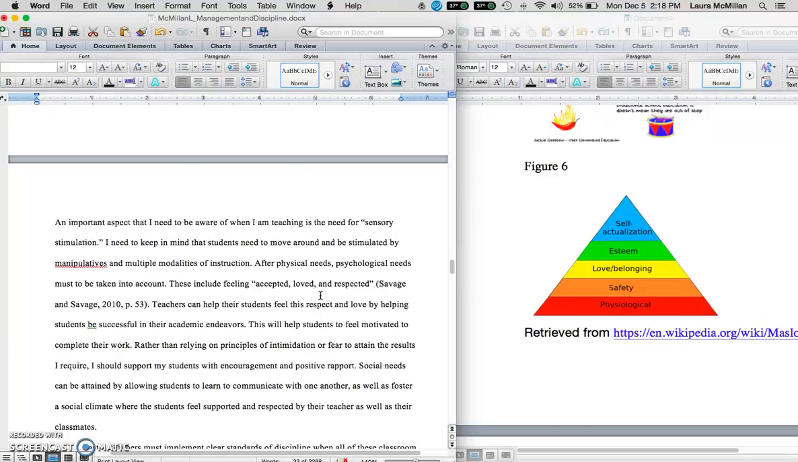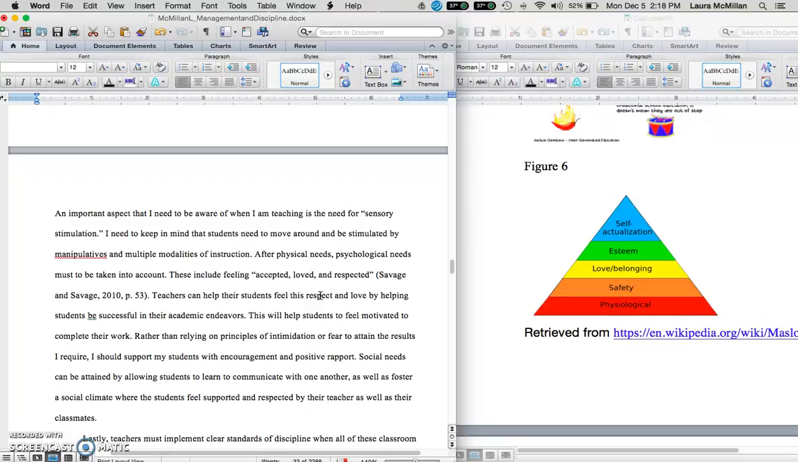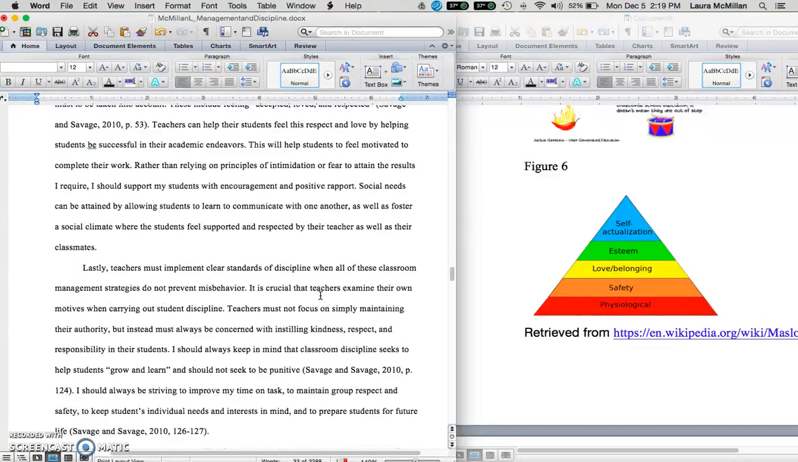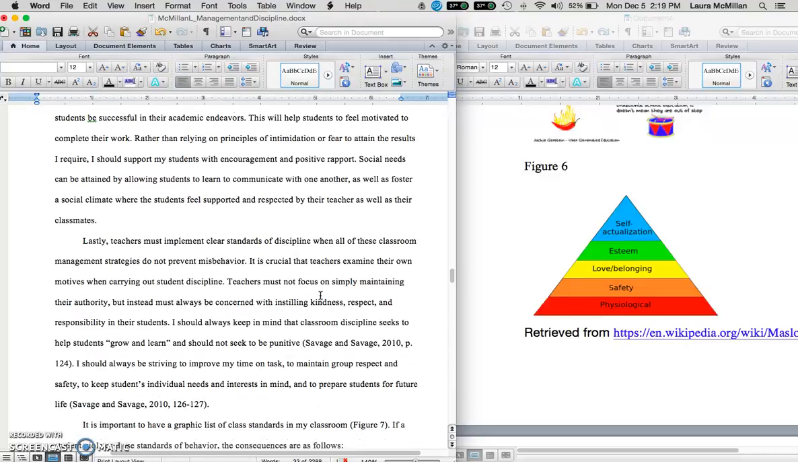These include feeling accepted, loved, and respected. Teachers can help their students feel this respect and love by helping students be successful in their academic endeavors. This will help students to feel motivated to complete their work. Rather than relying on principles of intimidation or fear to attain the results I require, I should support my students with encouragement and positive rapport.